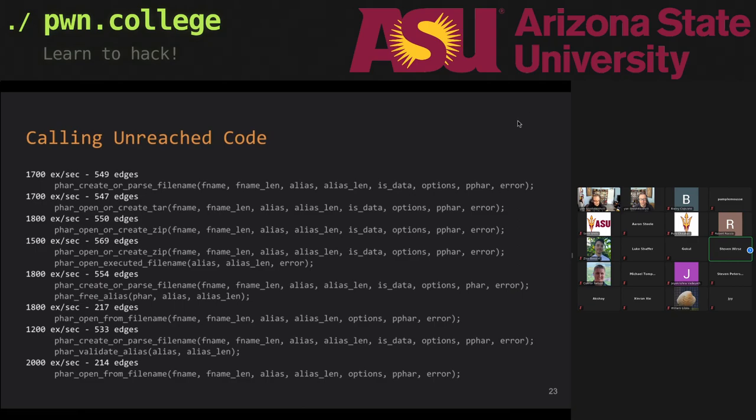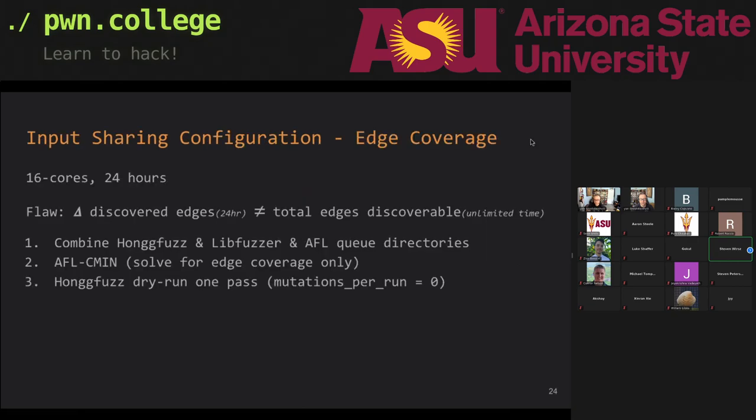Next slide. So to evaluate the effectiveness of each of these harnesses, we ran a benchmark. We provided each harness roughly 16 cores and ran them for 24 hours.